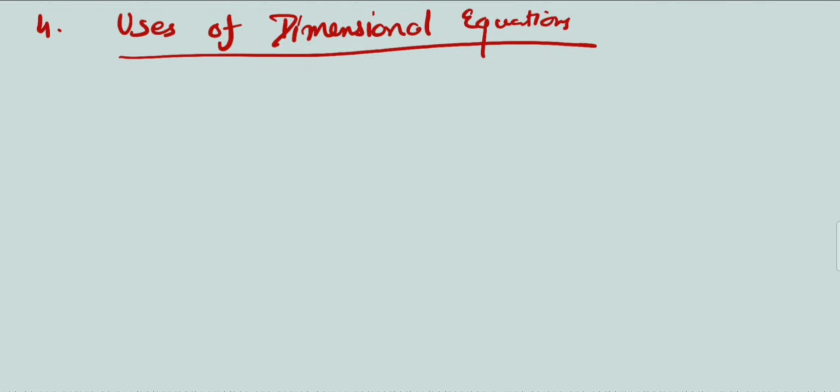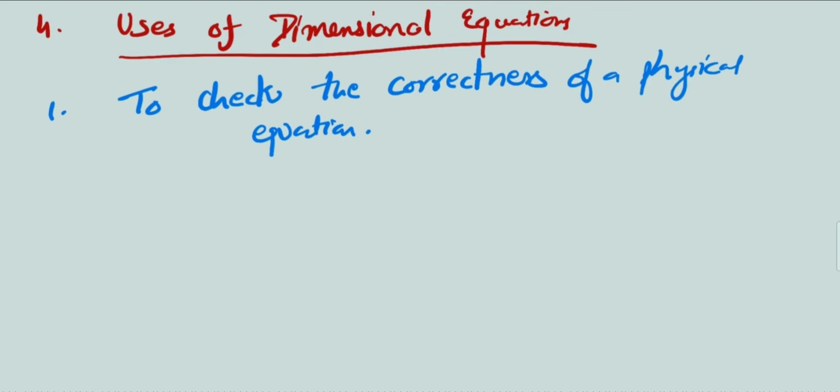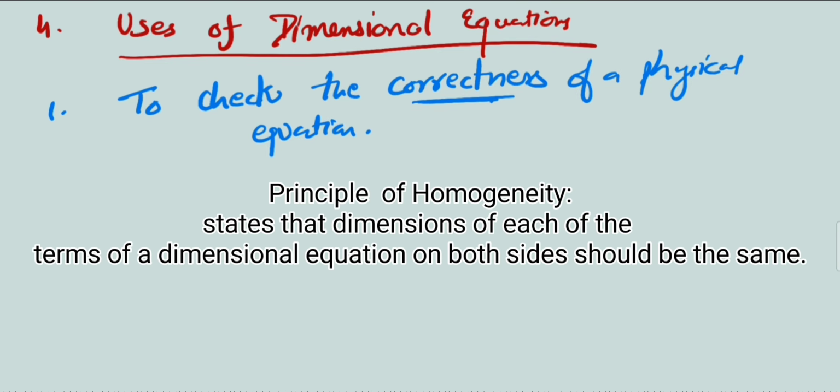The uses of dimensional equations. There are 3 uses of the dimensional equation. The first one is to check the correctness of a physical equation. For example, if we have one equation and we want to check the accuracy of that equation, whether that equation is correct or not, we use the dimensional equation. Let me explain this with an example.